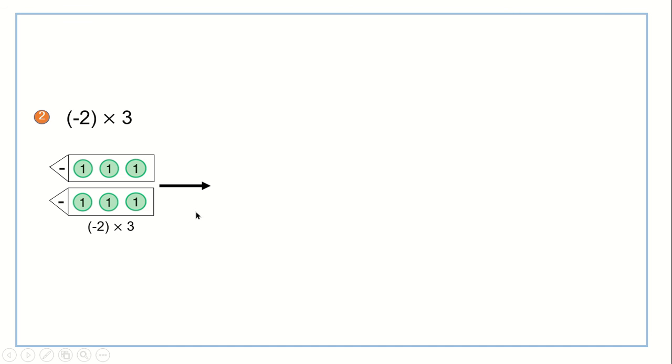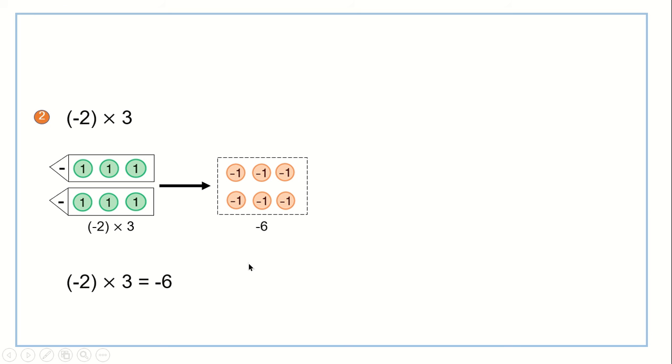So that's why we are having negative 6. So you can see that negative 2 times 3, we get negative 6. In short, you can see that a negative times a positive, we get a negative. Okay? We look at example number 3.